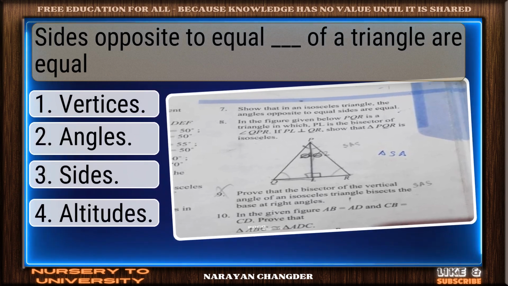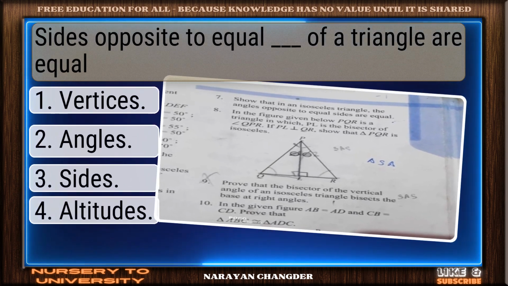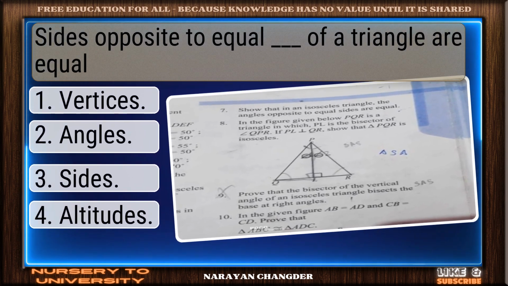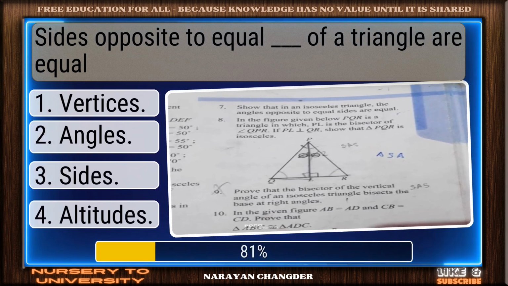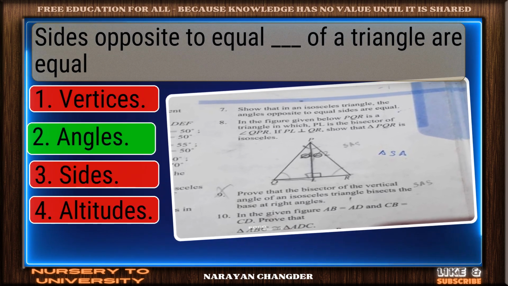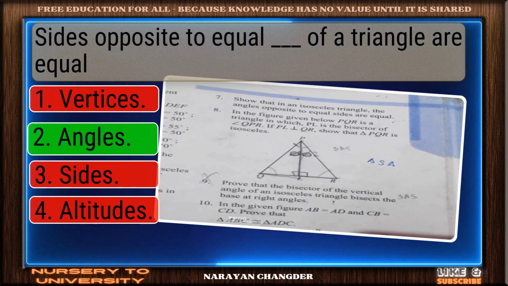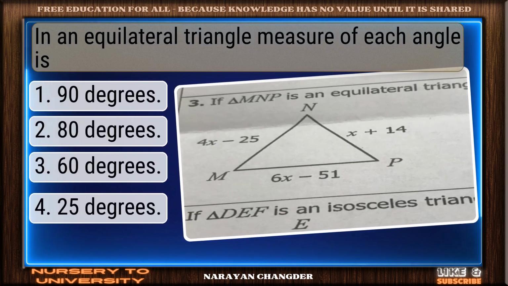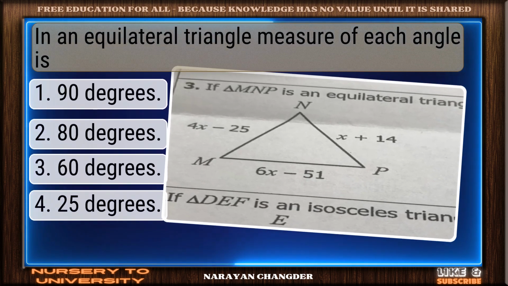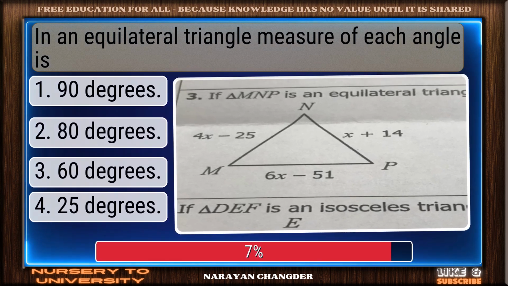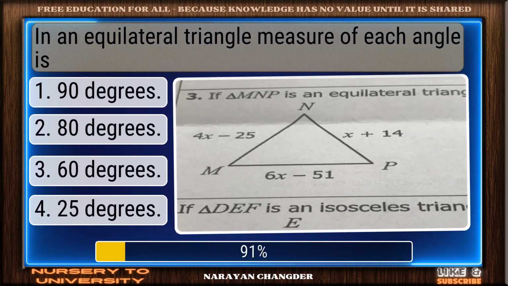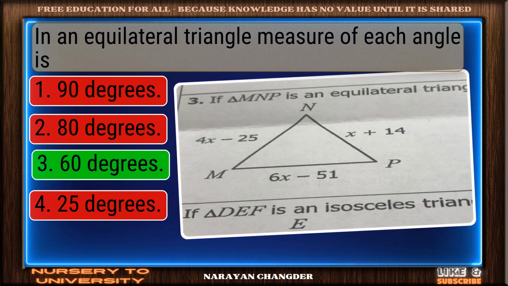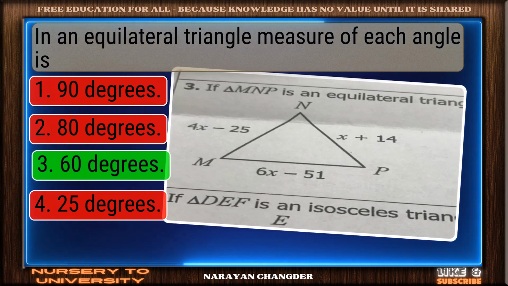Question number 39. Sides opposite to equal dash of a triangle are equal. Nice selection. Angles is the correct and valid answer. Question number 40. In an equilateral triangle, measure of each angle is. Nicely done. 60 degrees is a solid answer.